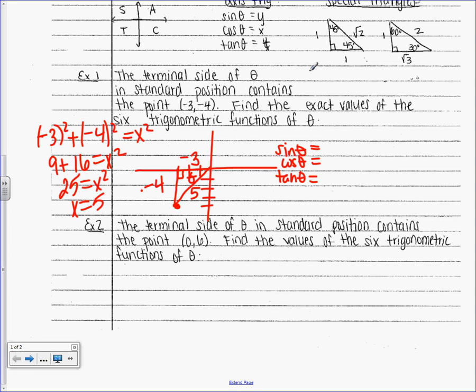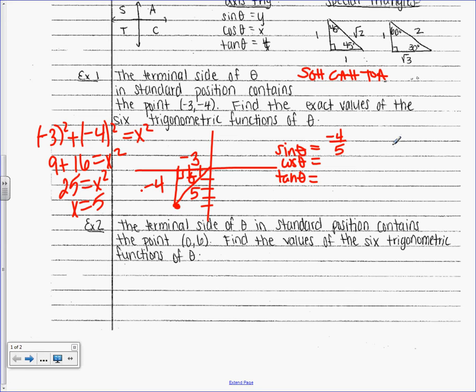So in case you've forgotten, we still have SOH CAH TOA. Okay? So again, theta here is off the origin. This is theta, all right? What's sine mean? Opposite over hypotenuse. What's opposite of theta? Negative 4. What's the hypotenuse of this triangle? 5. If you can simplify or reduce, do it.